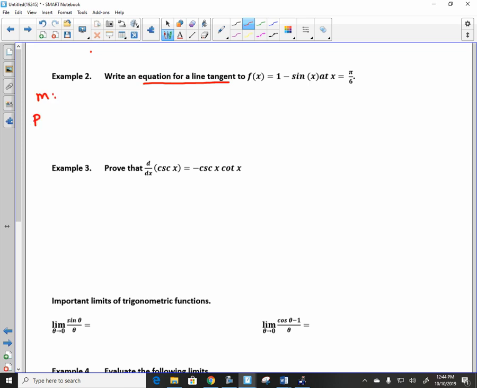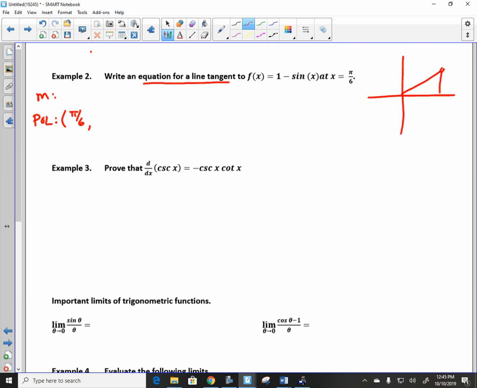Slope and a point on the line. Well, the point on the line, it looks like it happens at pi over 6. And so I'm now going to need the y value. So I'm going to plug pi over 6 in. 1 minus sine of pi over 6. Pi over 6 is how many degrees, folks?